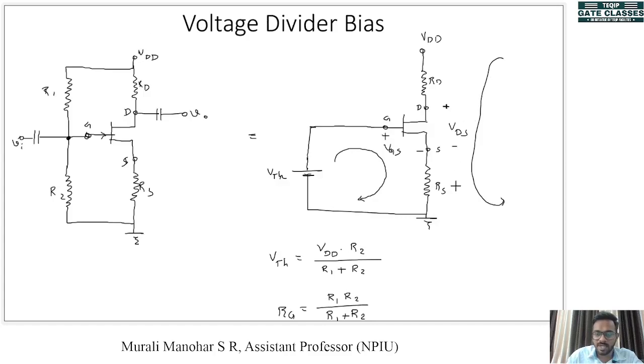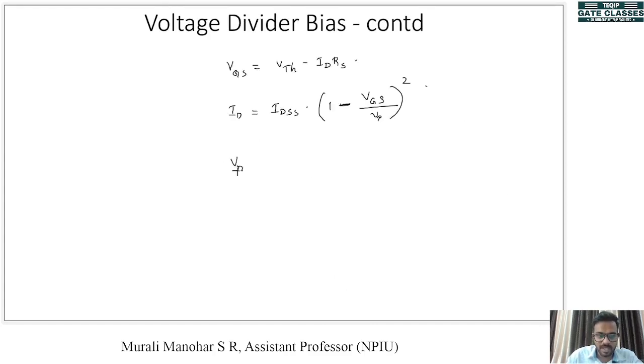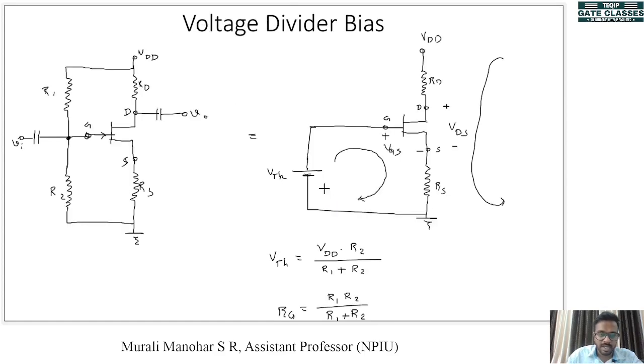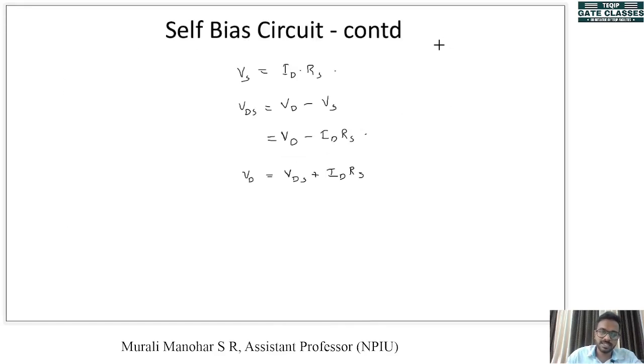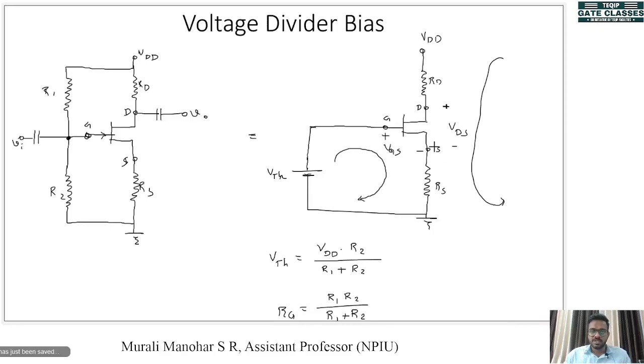From the KVL of the output loop, we will get VDS as VDD minus ID into RD plus RS, and the rest of the equations are same as self-bias circuit. VS is ID into RS, VDS is equal to VD minus VS, so VDS is equal to VD minus ID into RS, and VD is equal to VDS plus ID into RS. So these are all the biasing circuits for FET, that is the junction field effect transistor.